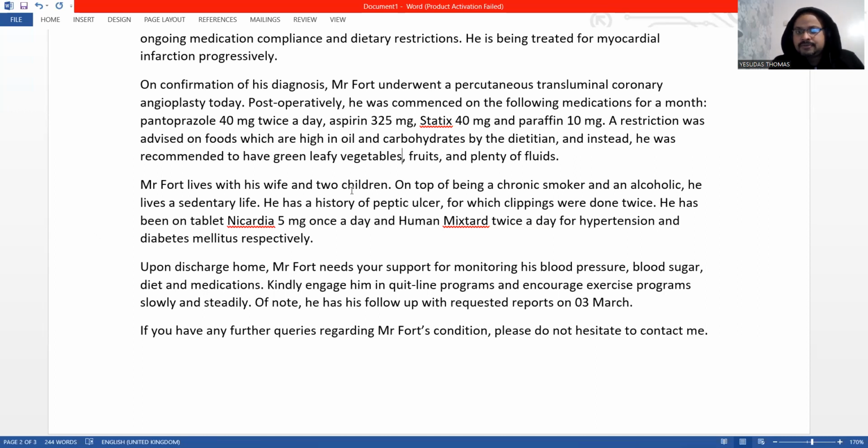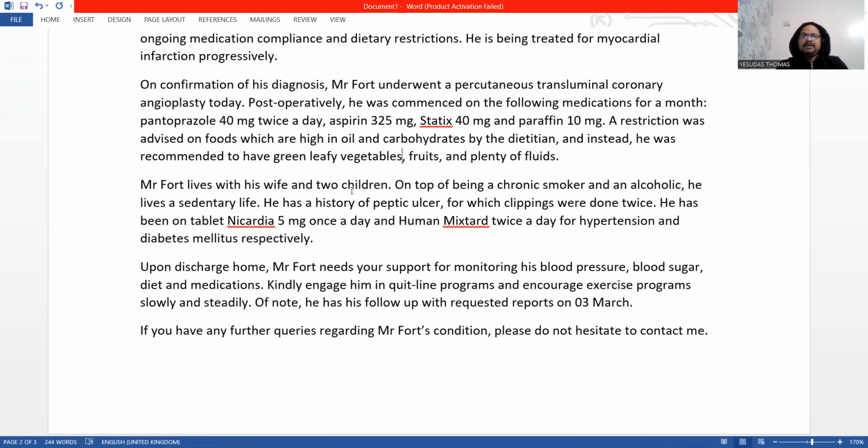About discharge form, Mr. Ford needs your support for monitoring his blood pressure. So your support, in the sense you can give support directly, or by means of sending some supportive staff or other qualified nurses, home nurses, to monitor his blood pressure, blood sugar, diet, and medication. So this is what we have said. And kindly engage him in quit line programs and encourage exercise programs slowly and steadily. We have some information that he should not do strenuous exercise for 2 weeks.